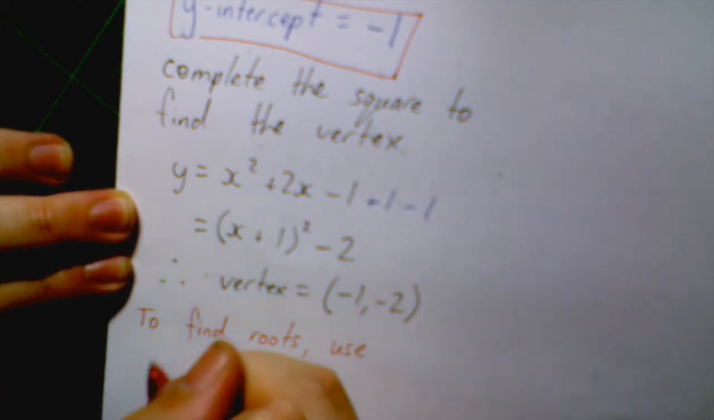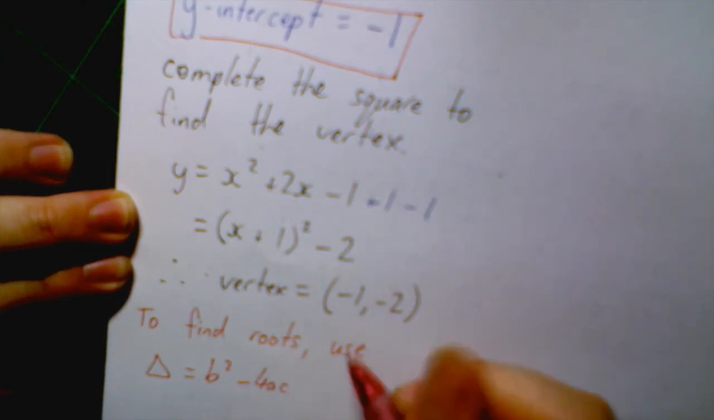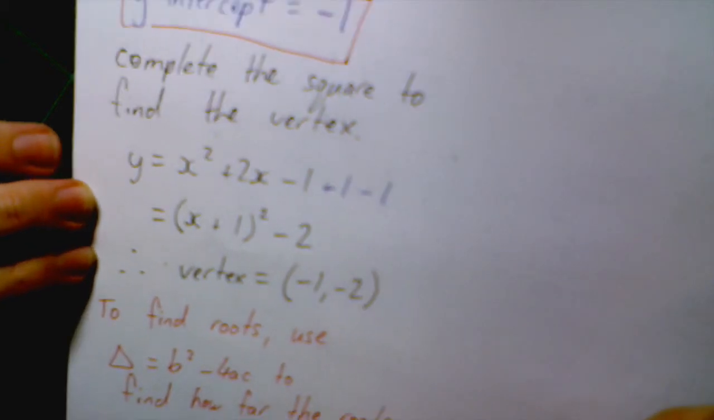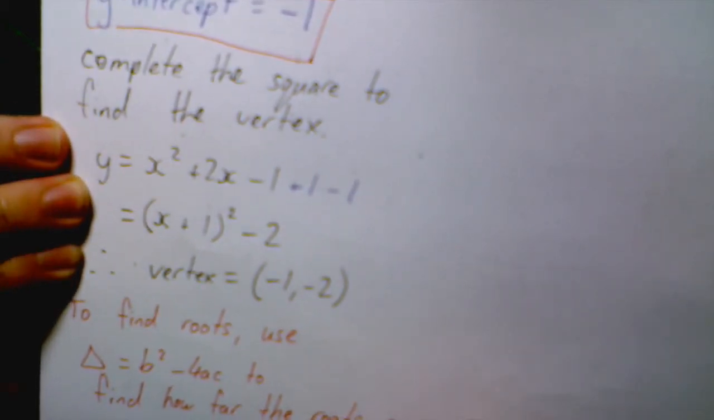To find the roots, I thought a quick and easy way would be to use the discriminant, which we were learning about today. If we have b squared minus 4ac, we can find the discriminant and see how far away the roots are from the axis of symmetry. When we find the discriminant, we'll find that 2 squared minus 4ac will equal 8.